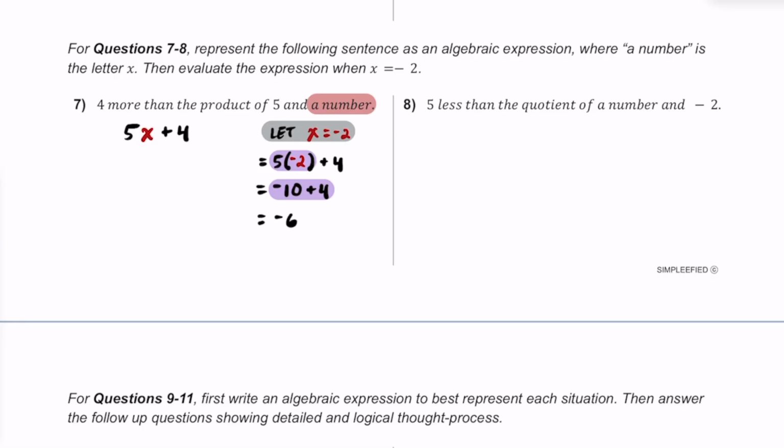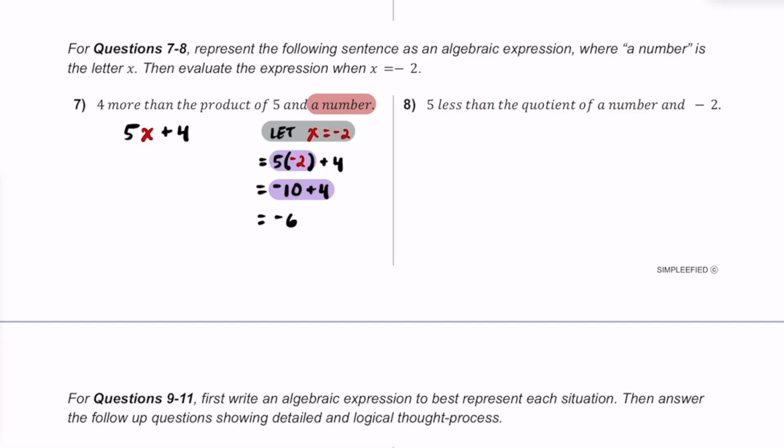Number 8, let's go ahead and see, we have 5 less than. 5 less than means we're going to be taking away 5 from something. So what are we taking 5 away from? It's going to be the quotient of a number and -2. So quotient means we are dividing. What are we dividing? 2 things. It's going to be a number and -2.